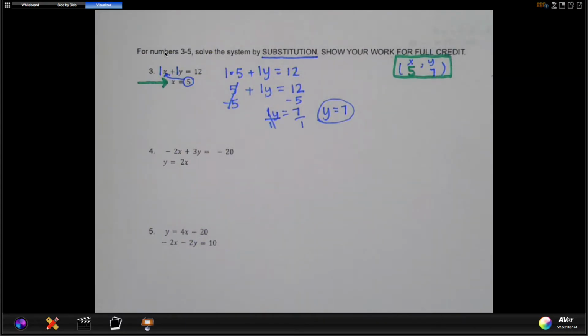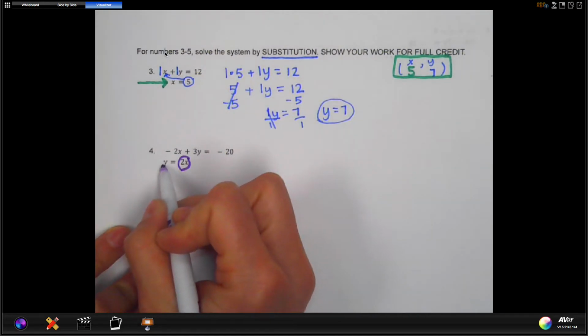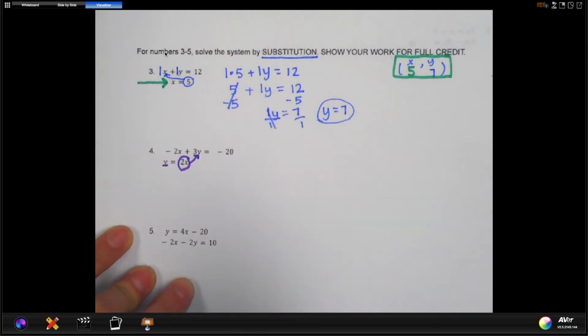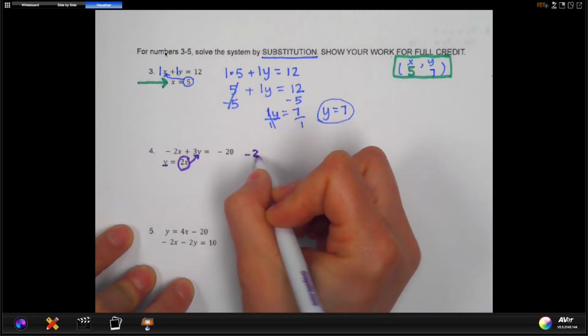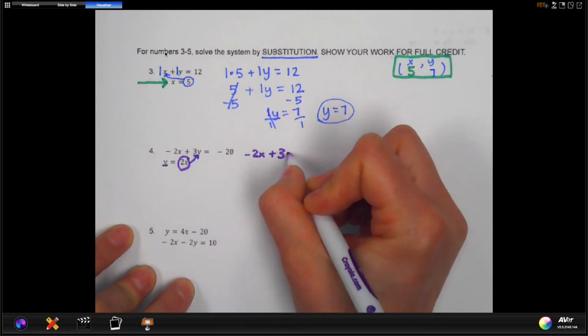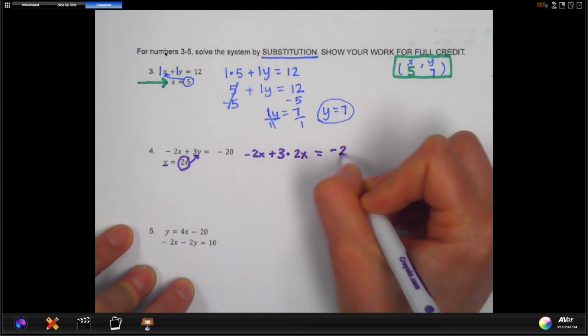We're going to start by taking that 2x, and this time we're going to substitute it for y, because that's what it says here. Okay? And so we're going to rewrite that equation as negative 2x plus 3. And now we're not going to write y. We're going to say times 2x equal negative 20.